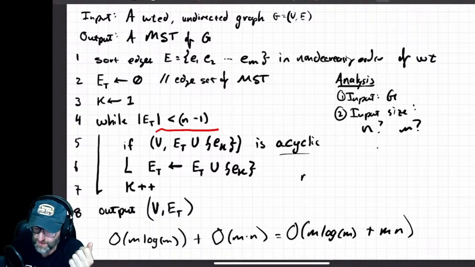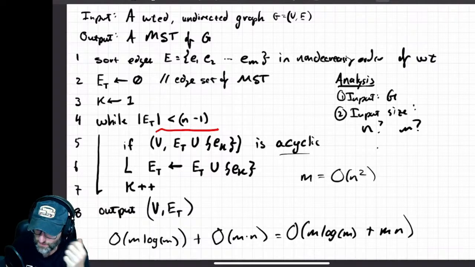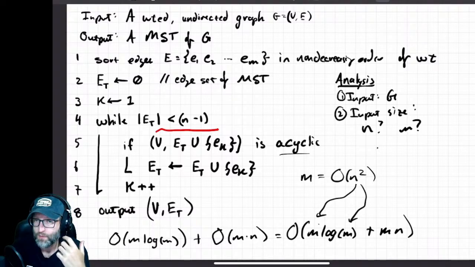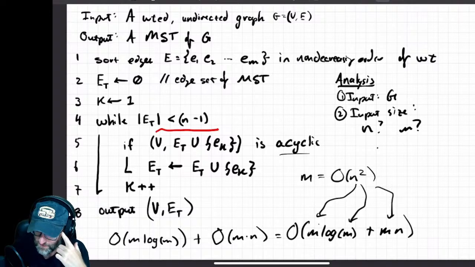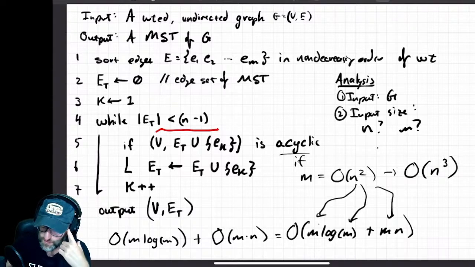If I assume that it's a dense graph, that m is going to be order n squared, and I replace that n squared down here, what do I get? Well, n squared out front here, order log n squared, that's nothing. The 2 comes out front, log identities, and it becomes log n. But this one becomes, ooh, that's really bad. So if m is order n squared, then this entire thing becomes order n cubed, because then this becomes the dominant term.